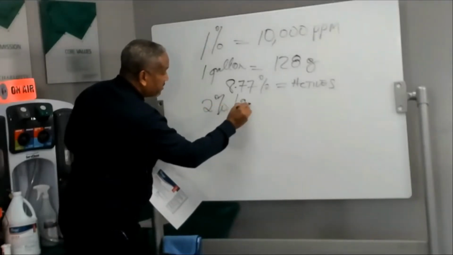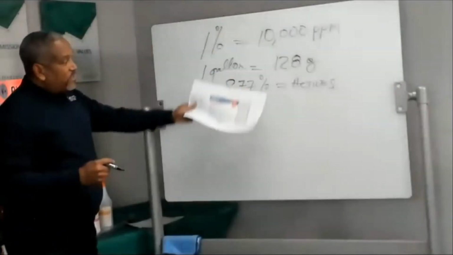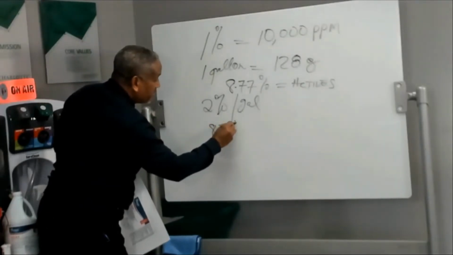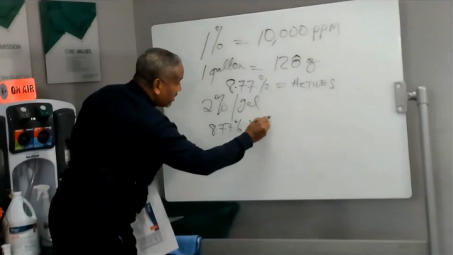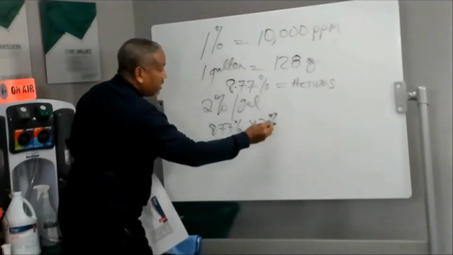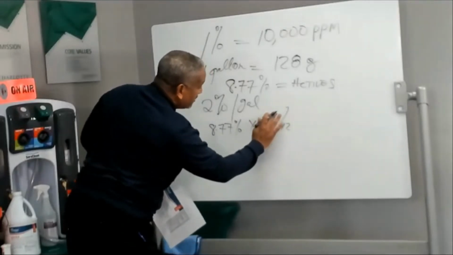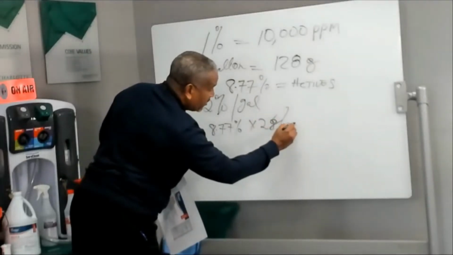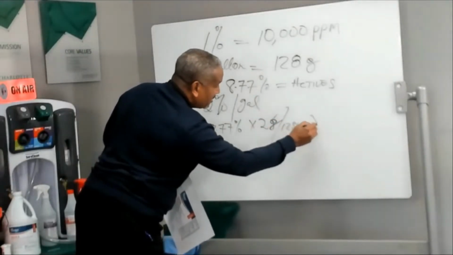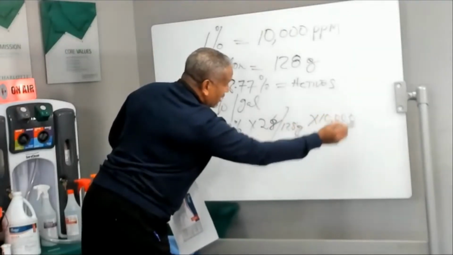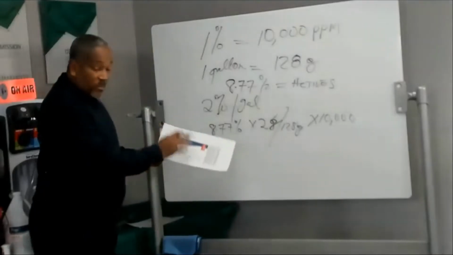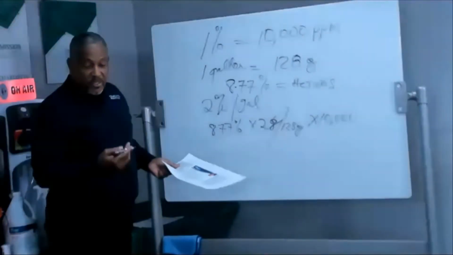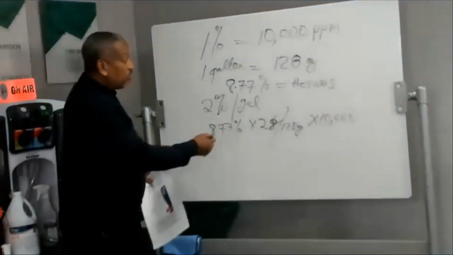what that means is you're going to have 8.77% times 2 ounces over 128 ounces times 10,000. In some instances, you've got 8 ounces per gallon, if you're perhaps dealing with athlete's foot or something. So you'll change that as well.